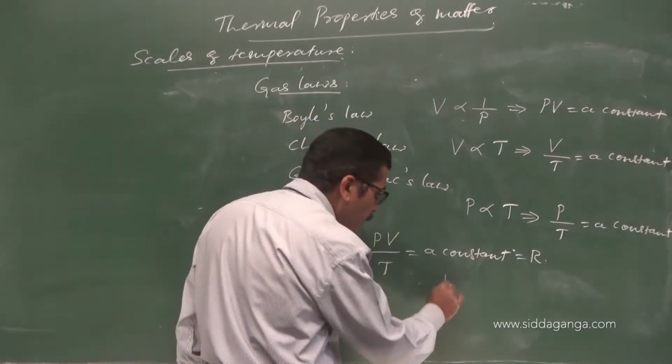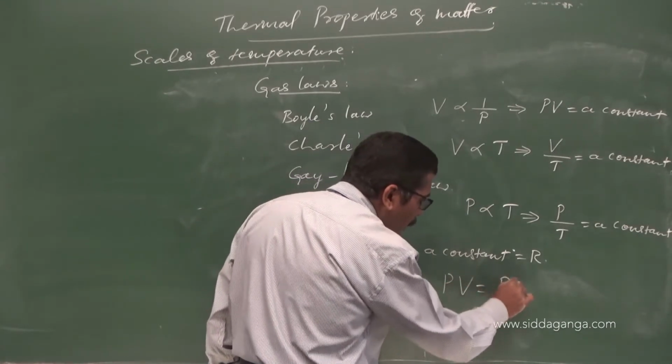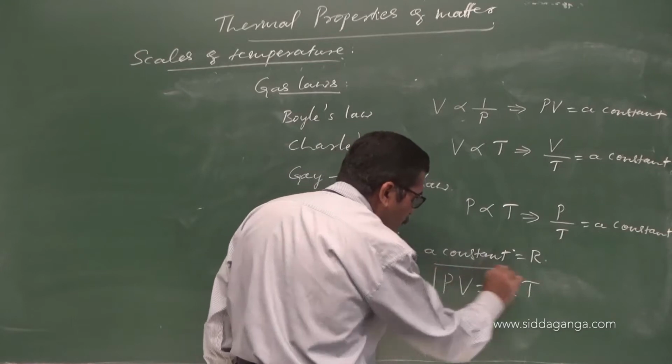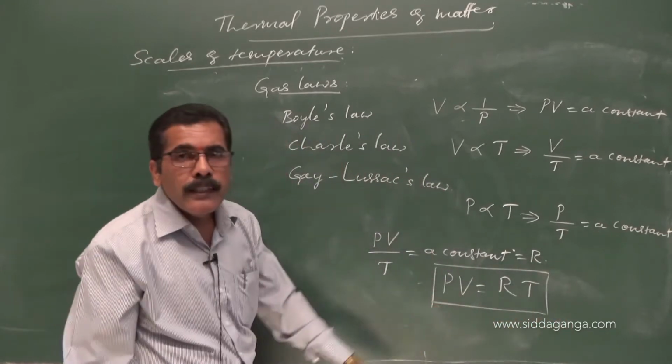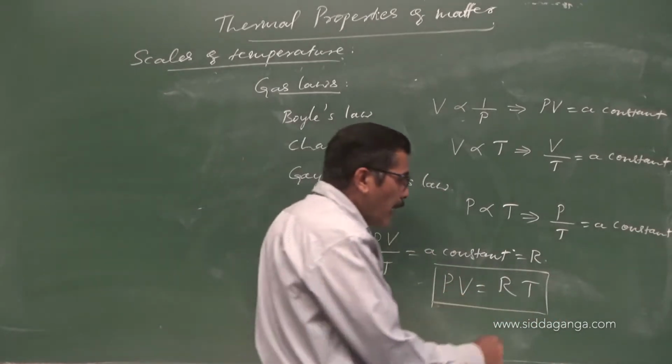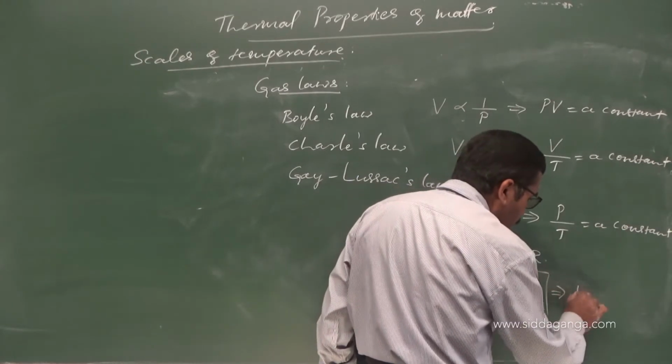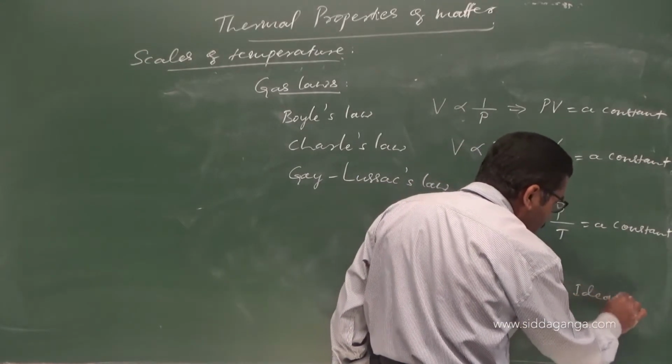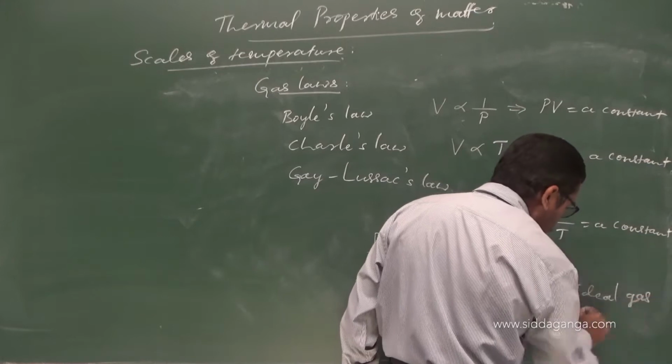Therefore, the equation takes the form PV is equal to RT. And this equation is called the ideal gas equation.